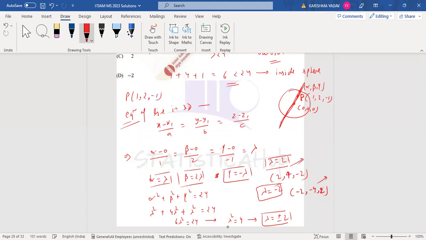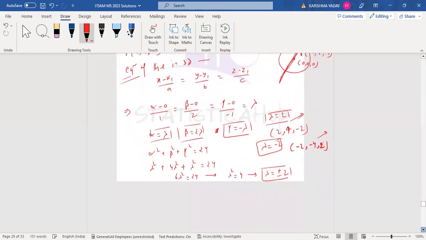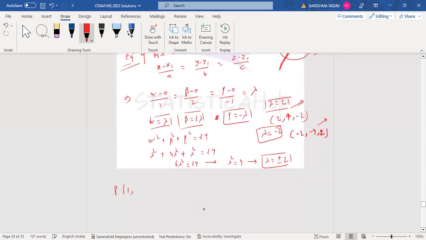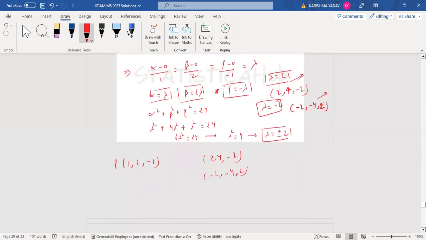Now we have to find out which one of these two points is the closest. For that, we have the point P, which is (1, 2, minus 1), and the other two points, (2, 4, minus 2) and (minus 2, minus 4, 2). We have to know which of these two points is closest to P. So we will apply the distance formula. Let's do it for the first point: root of (2 minus 1) whole square plus (4 minus 2) whole square.